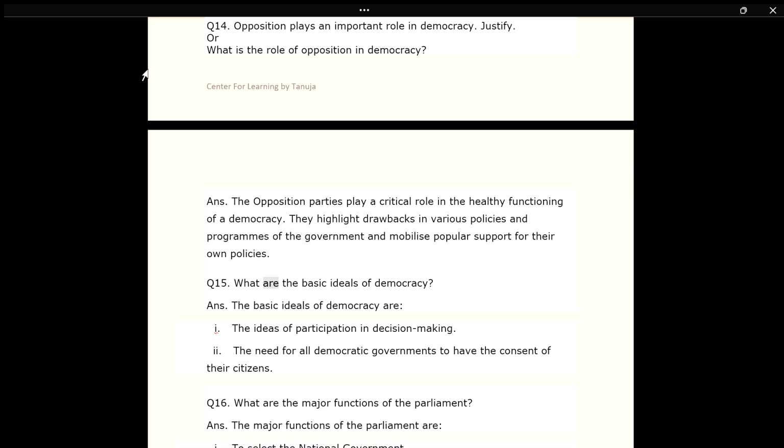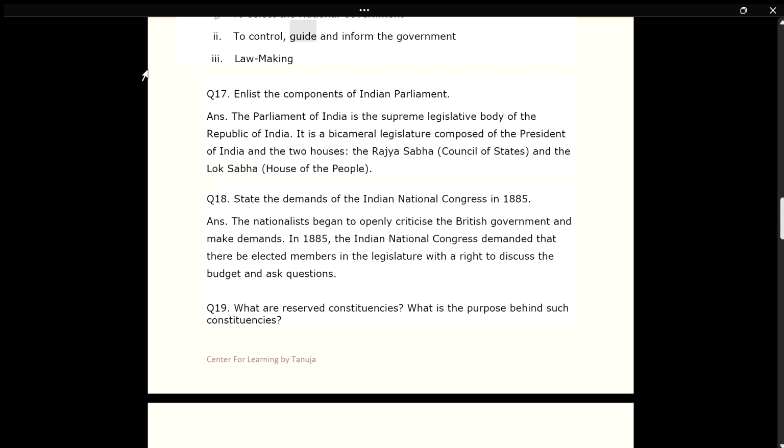Q15. What are the basic ideals of democracy? Ans. The basic ideals of democracy are: 1. The idea of participation in decision-making. 2. The need for all democratic governments to have the consent of their citizens. Q16. What are the major functions of the Parliament? Ans. The major functions of the Parliament are: 1. To select the national government. 2. To control, guide and inform the government. 3. Lawmaking.